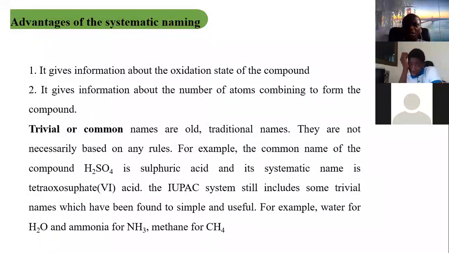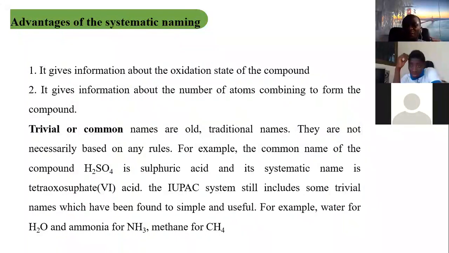Nobody goes about attempting to give the IUPAC name of NH3 as nitrogen trihydride or anything. No, that's wrong. Simply ammonia. Ammonia is a common name, but it's been accepted as the IUPAC name for NH3. The last one is methane, CH4. Nobody goes about naming methane as carbon tetrahydride or whatever. No, there's nothing like that. It's wrong. It's just methane.